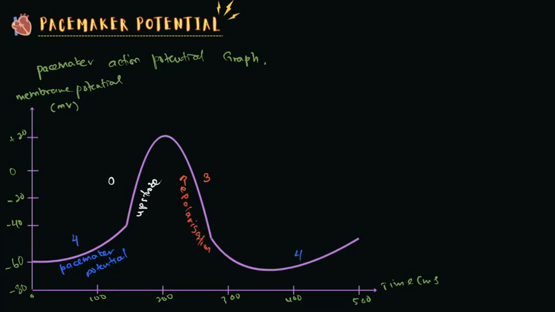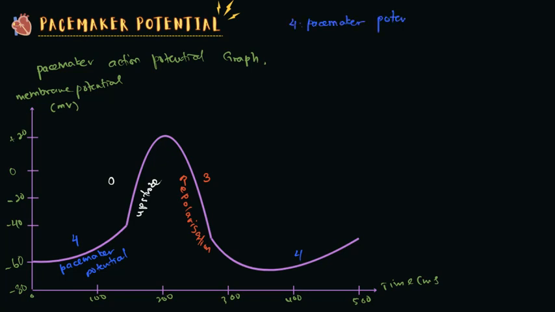This is in contrast with the normal cardiac action potential. We have phase 4, phase 0, 1, 2, and 3. So remember, phase 4 is the pacemaker potential, phase 0 is the rapid upstroke, phase 3 is repolarization, and it goes back to phase 4.